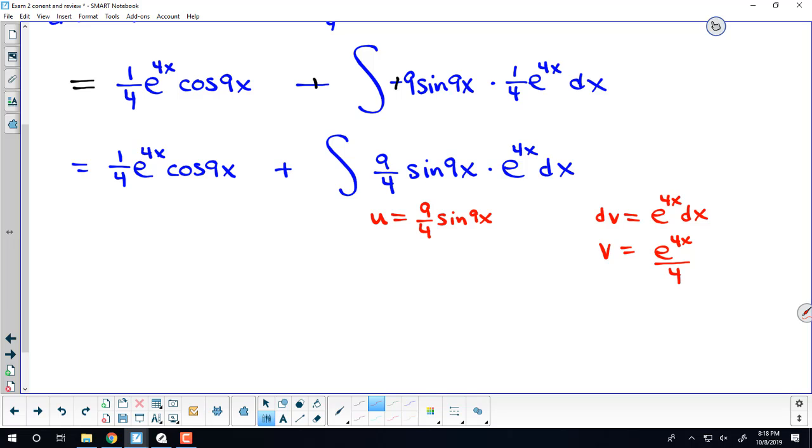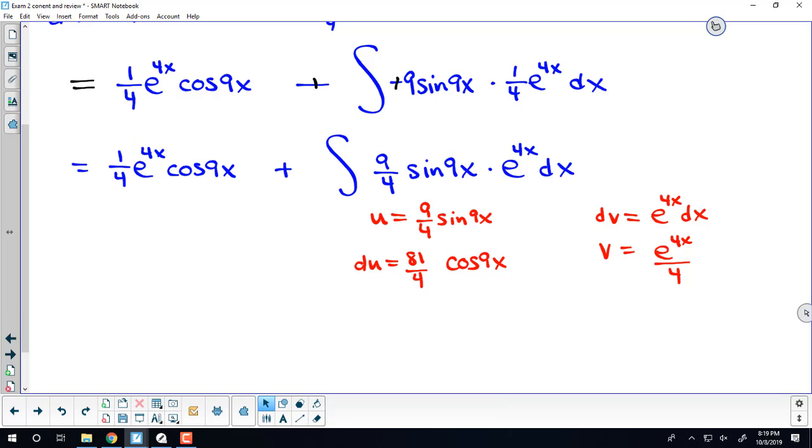And just be careful because you're integrating and you're differentiating as part of integration by parts. So one of the biggest mistakes is people doing the wrong thing to get their du's and their v's. I know it might seem like a trivial thing to some of you, but just be careful. Okay, so we have cosine of 9x here as du times 81 over 4 dx.